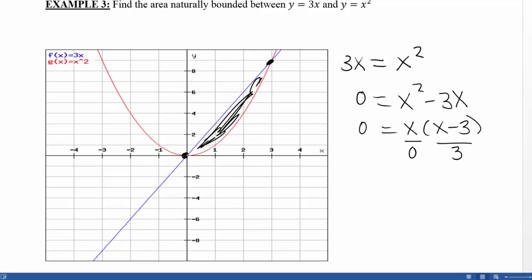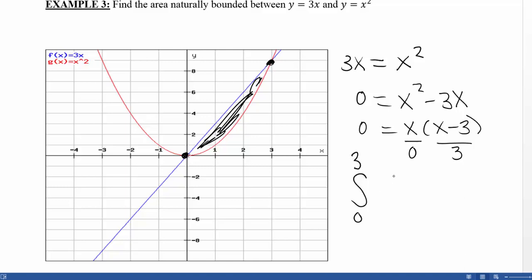So I can look at the graph and I can see 0, and I can see this happens at 3. So that would have likely been my guess, or I may have had some algebraic intuition. But again, if you want to know exactly where two functions intersect, you can always set them equal to each other. So now I know that my bounds of integration are going to be from 0 to 3.